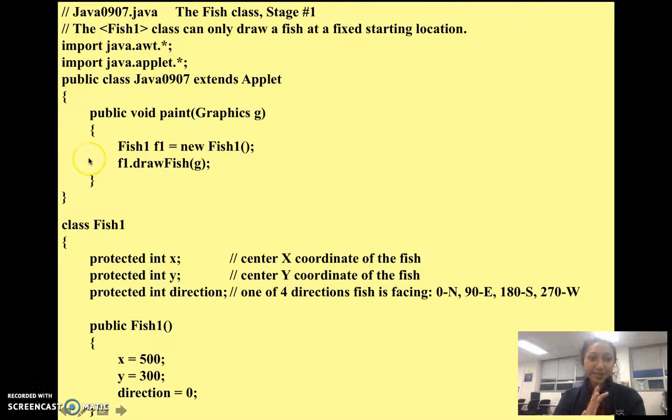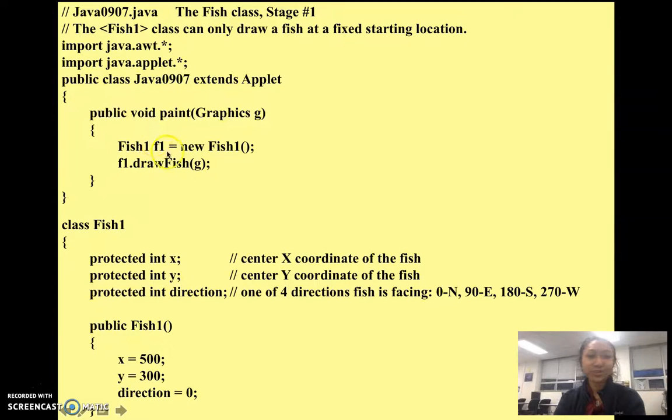So it begins very small. Again, we have this class, and the paint method. Now this is an applet. We looked at console applications, so now this is an applet. And it looks like in the paint method, we created an object f1, which is of the fish1 class. Then we did f1.drawFish.